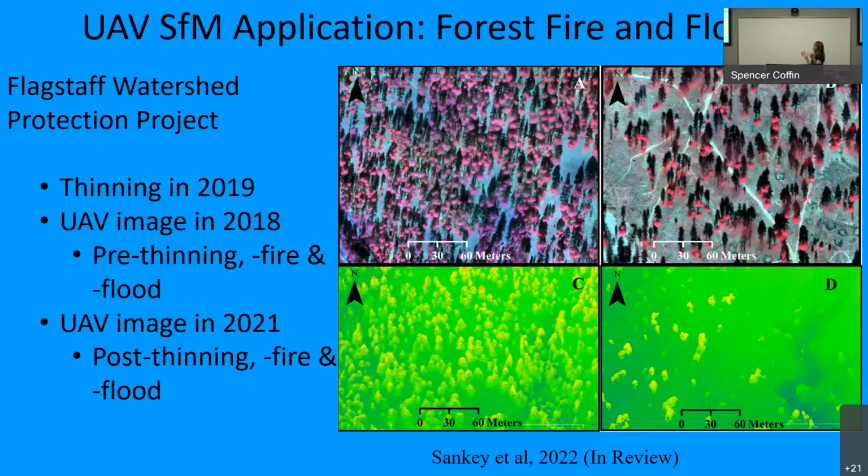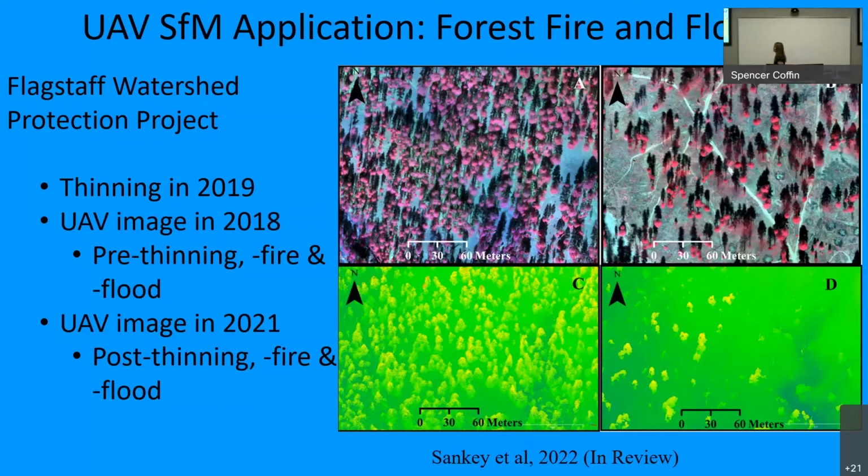How could we look at the impact of all these things? Because we happened to image this exact study area in 2018, so that's before thinning, before the fire, and before the flood. Then all these events happened, so then we went back in fall 2021, with the same fixed wing UAV, with the same sensor. So that's post-thinning, post-wildfire, and post-flood.